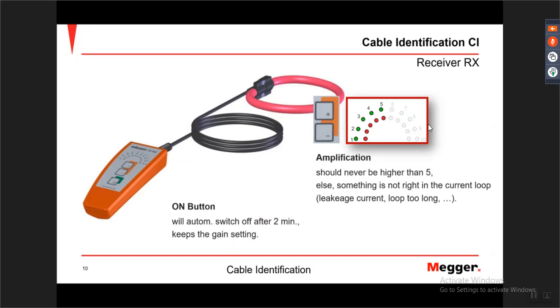The Rogowski coil itself has an on button. This will automatically switch off after 2 minutes if the unit is not being used. But if it is switched back on again, it will keep the gain setting that it's switched off at. The amplification should never be higher than 5, else something is not quite right in the loop. There's a leakage current, the loop is too long, or there's some sort of resistance on the circuit.